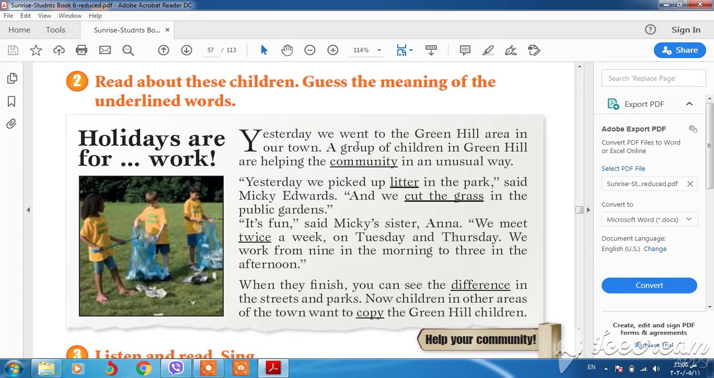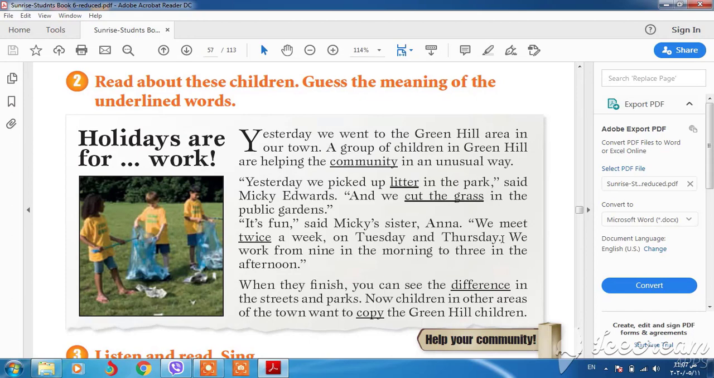Okay, we have some past verbs. We have went. If we make it present, it will be go. And we have picked. Picked with ed, it's a regular verb because with ed it will be past. And we have cut, it's the same thing with present and with past. It will not change, okay?